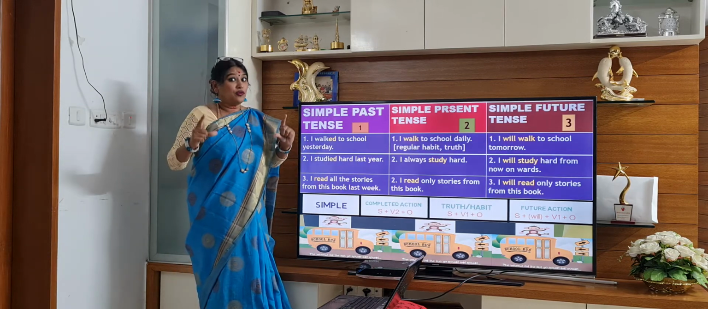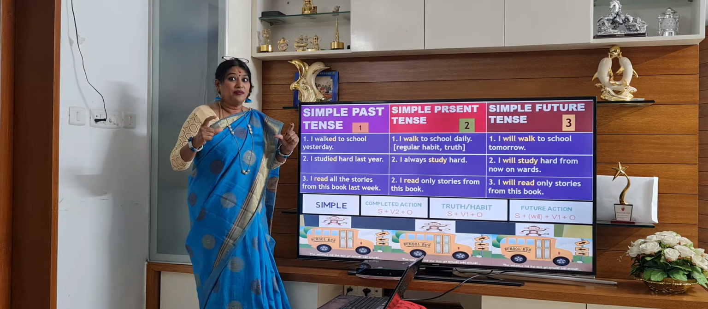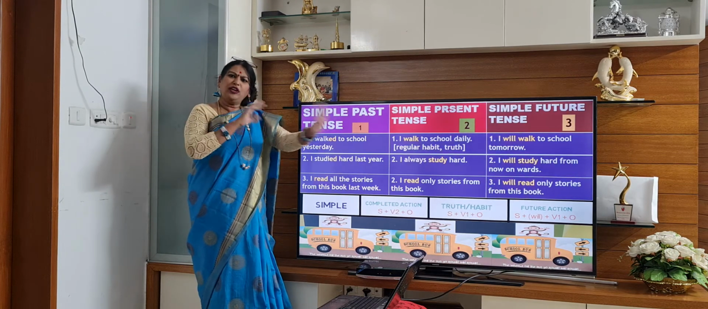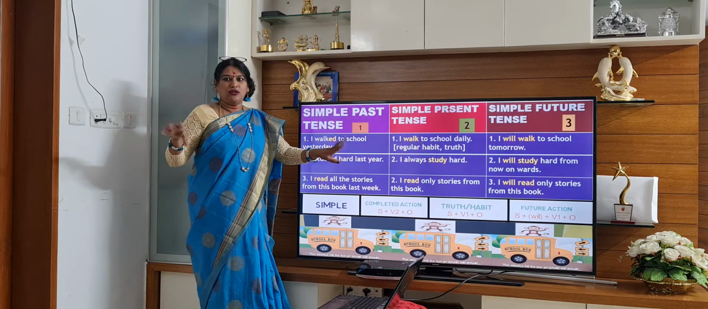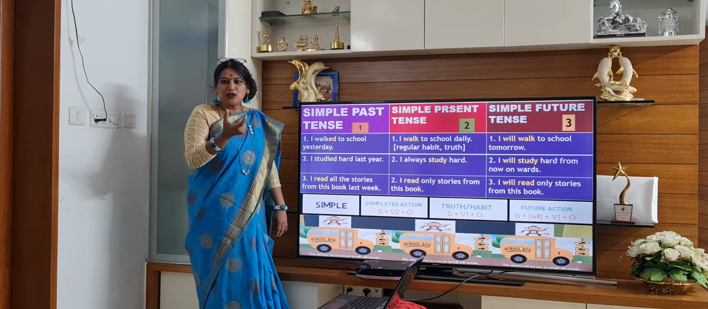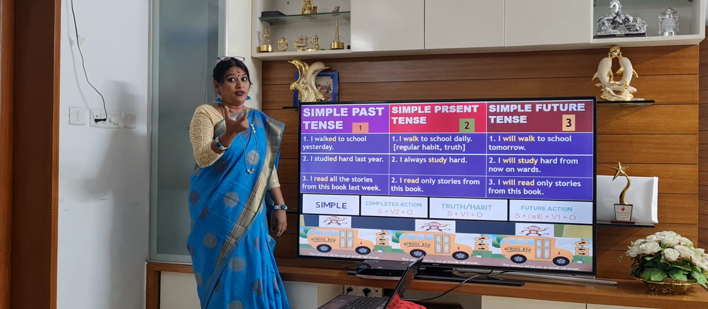What is the body structure of the verb? How it has to be framed. Got it? Head, body, tail. That's what the sentence is. Head and tail you have to attach. What you are not supposed to change is the verb, the body of the verb.